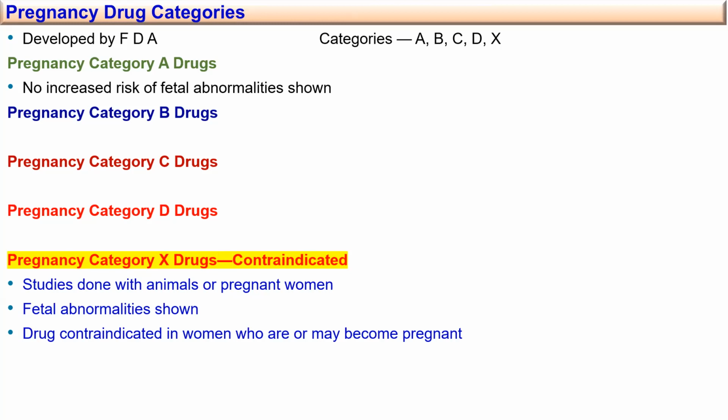However, in D, risk to the fetus is shown, but if benefits outweigh risk, it may be acceptable. Now, pregnancy category X drugs are absolutely contraindicated. Studies done with animals or pregnant women have definitely shown fetal abnormalities, and the drug is contraindicated in women who are or may become pregnant. So this is absolutely contraindicated.